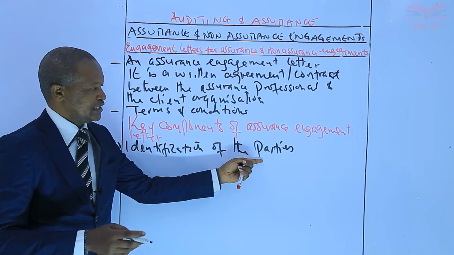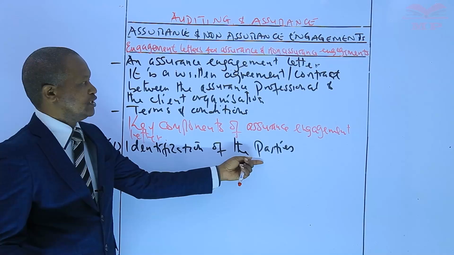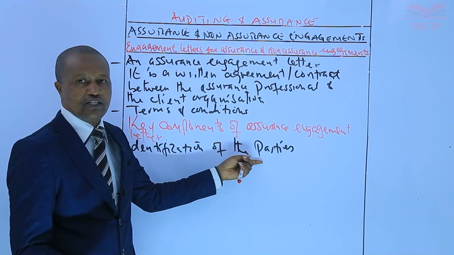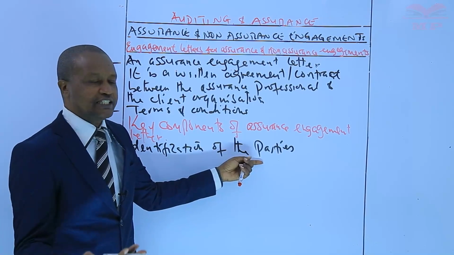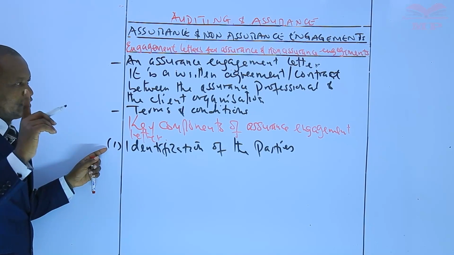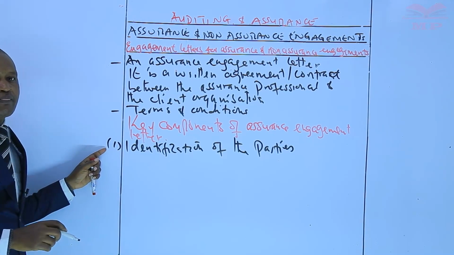The parties. What is the name of the assurance provider? What is the name of the client organization? What is the address of the client organization? What are the contact details of the parties? That's the first key component of an assurance engagement.